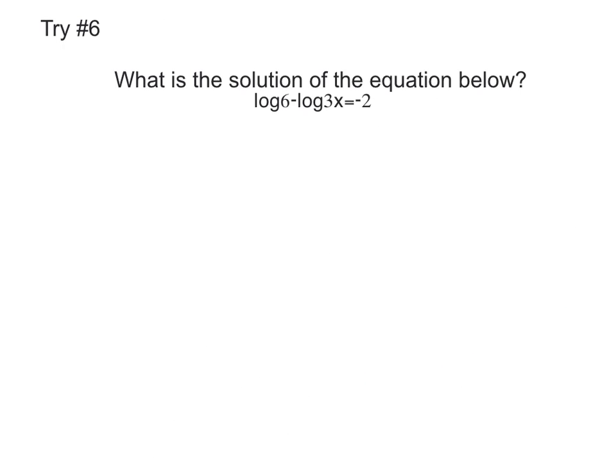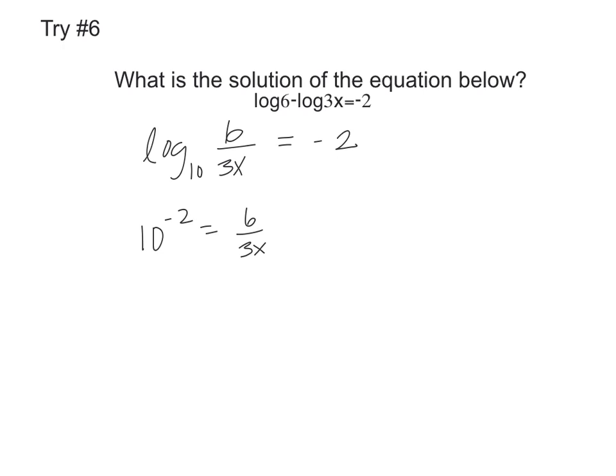All right, our last one. All right, so the first thing I notice is that they have a common base of 10, but what I notice is that we have subtraction. And remember, subtraction is division. So this is going to be log of 6 over 3x equal to negative 2. Remember that this is log base 10. So here we go. If I write it in exponential form, this is going to be 10 to the negative second equals 6 over 3x.